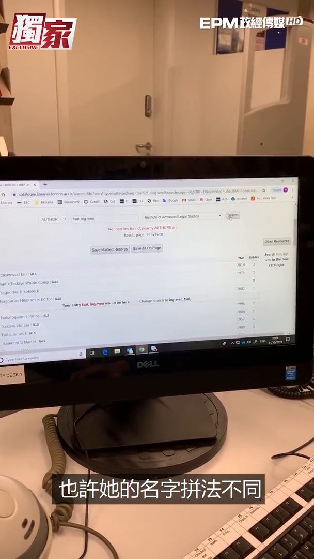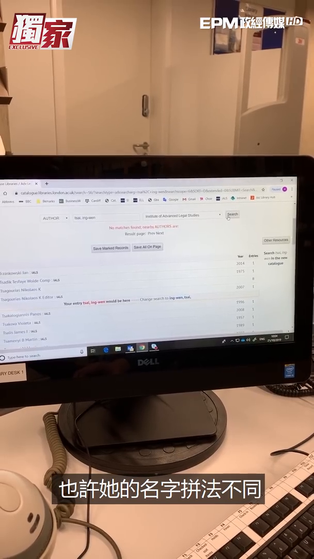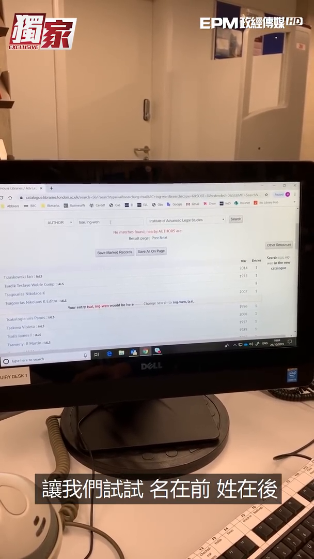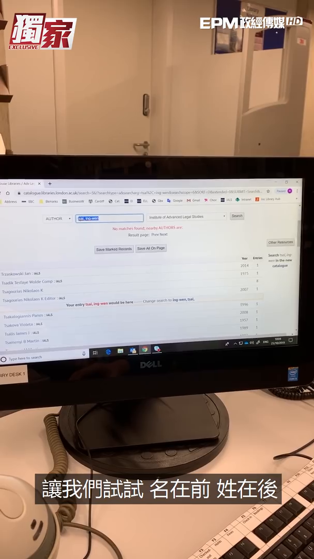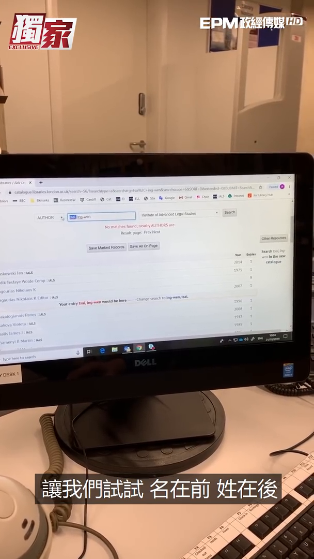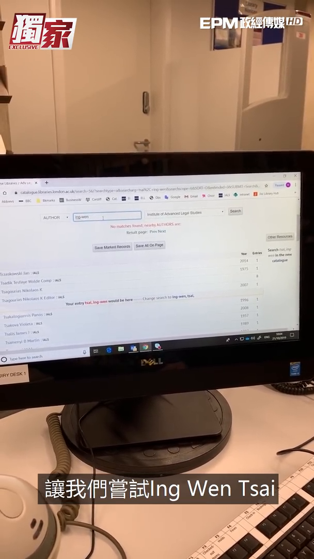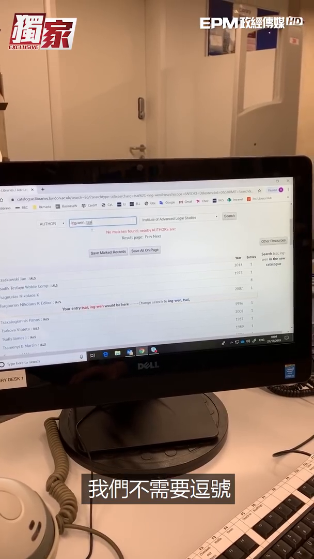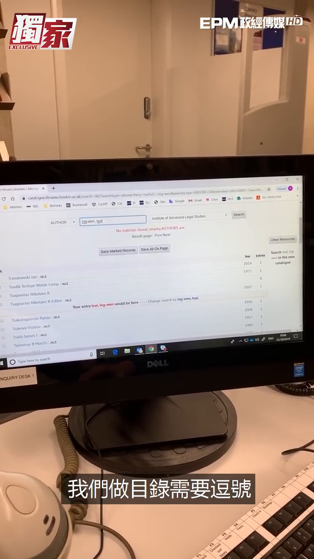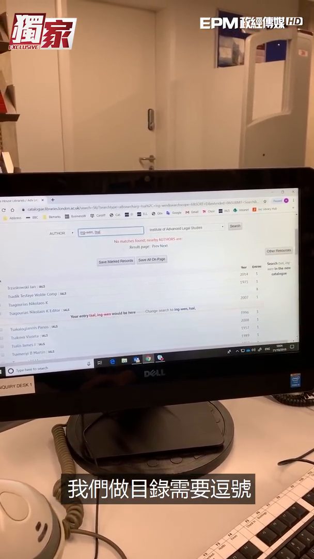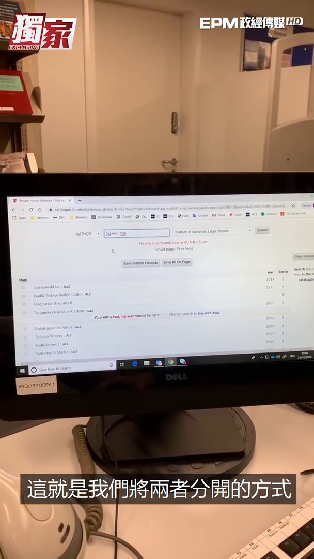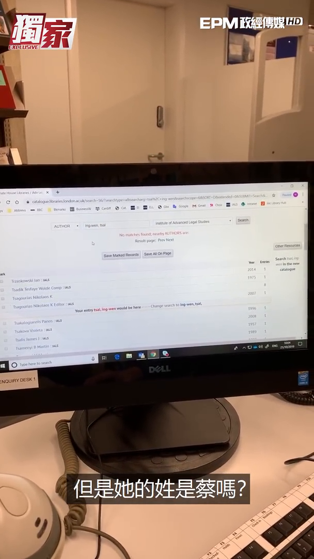Maybe her name was spelled in a different way. Let's try first name, last name first. Let's try Ingwen. No, the catalogue needs a comma. Really? That's how we separate the two bits of the name. But her last name is TSAI.